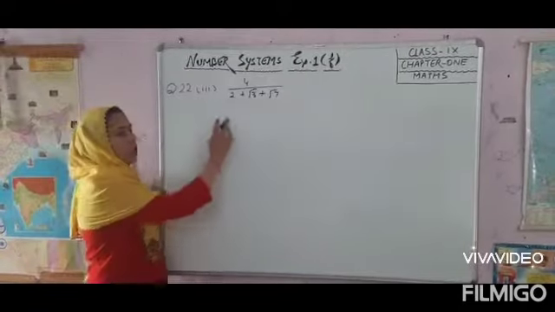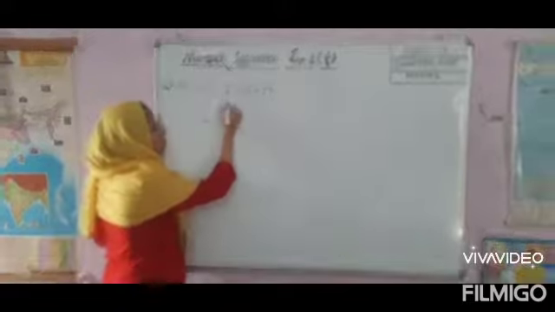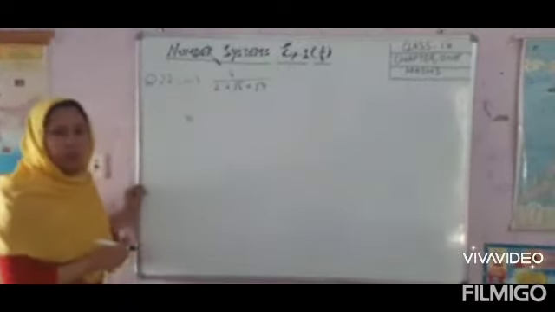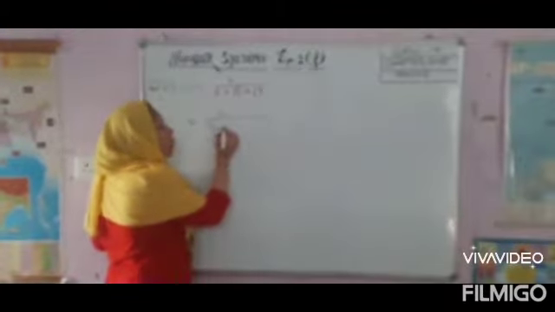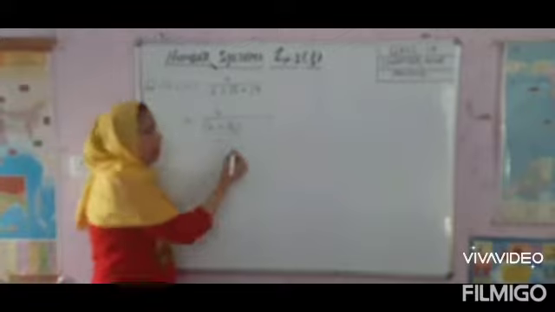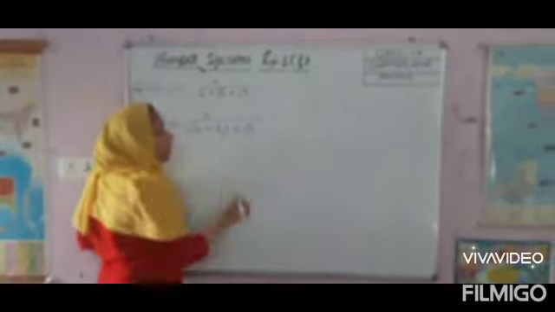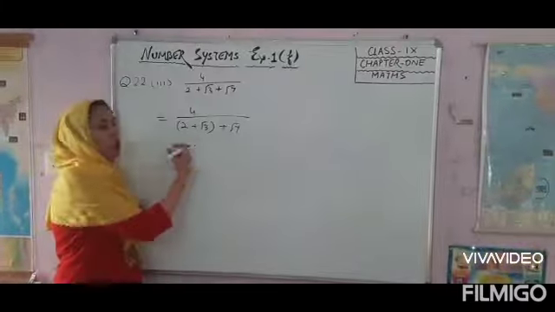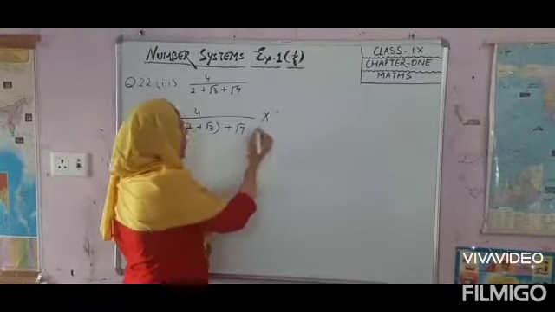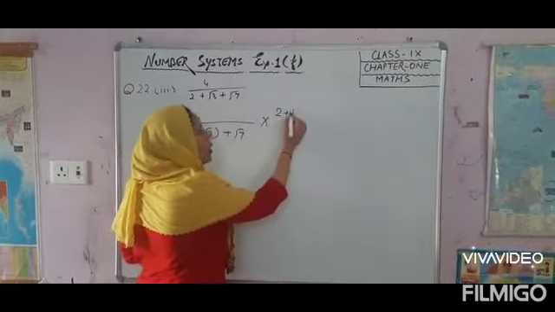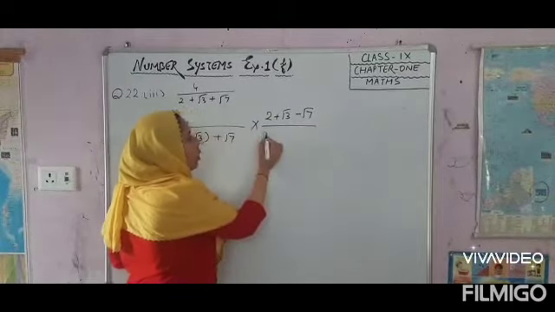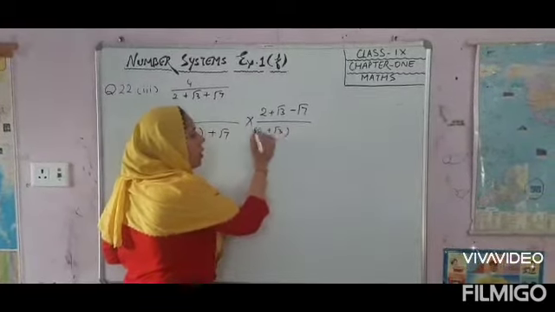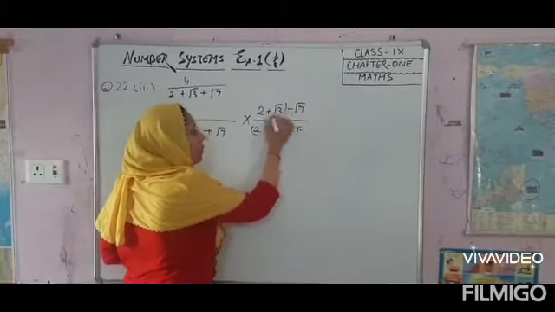Part 3, they said you to rationalize the denominator. So, here there are 3 terms. So, we will convert it into 2 terms. We will assume that 2 plus root 3 is one term and root 7 is another term. So, we will multiply it by its rationalizing factor, which is 2 plus root 3 minus root 7 whole upon 2 plus root 3 minus root 7.